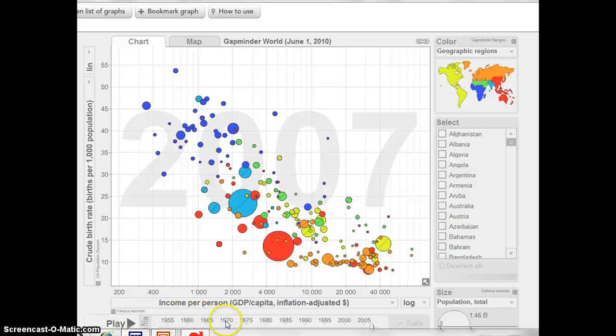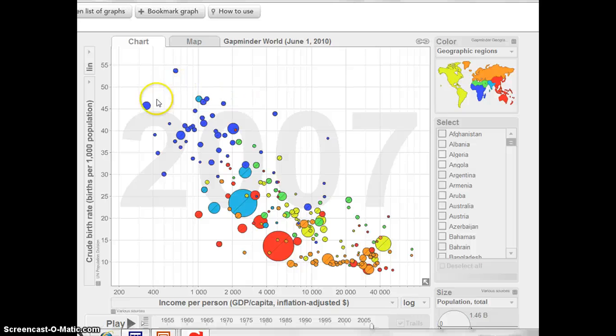Typically, the more income per person or GDP per capita you have per person, the more developed the country is going to be. And so if you look here on our vertical axis, we have the crude birth rate. On our horizontal axis, we have the income per person. You'll notice that as the income per person increases across the world, the fewer children are being had.